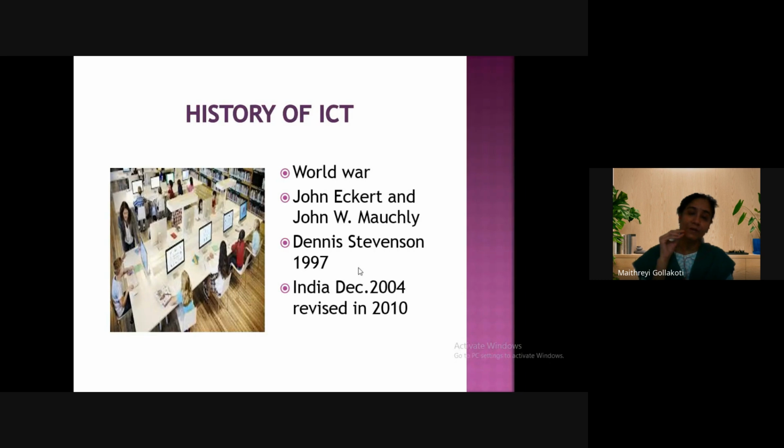But later, after the World Wars, there came the period of peace. And then we started using ICT in our business spheres also. Later, education spheres also started using ICT. John Eckert and John McQueen invented the first commercial computer. The computer was designed way back, but I am just talking about the commercial computers which came to be used by all the people. So that is when it started.